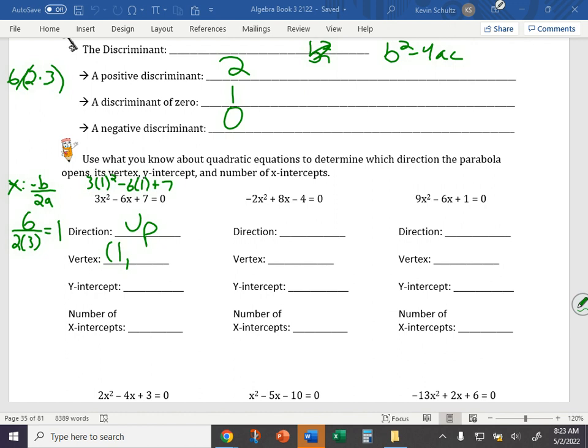The answer is 4. Do I have a second on 4? Yes. No. What did you get? Don't be afraid to speak up. 6. All right.